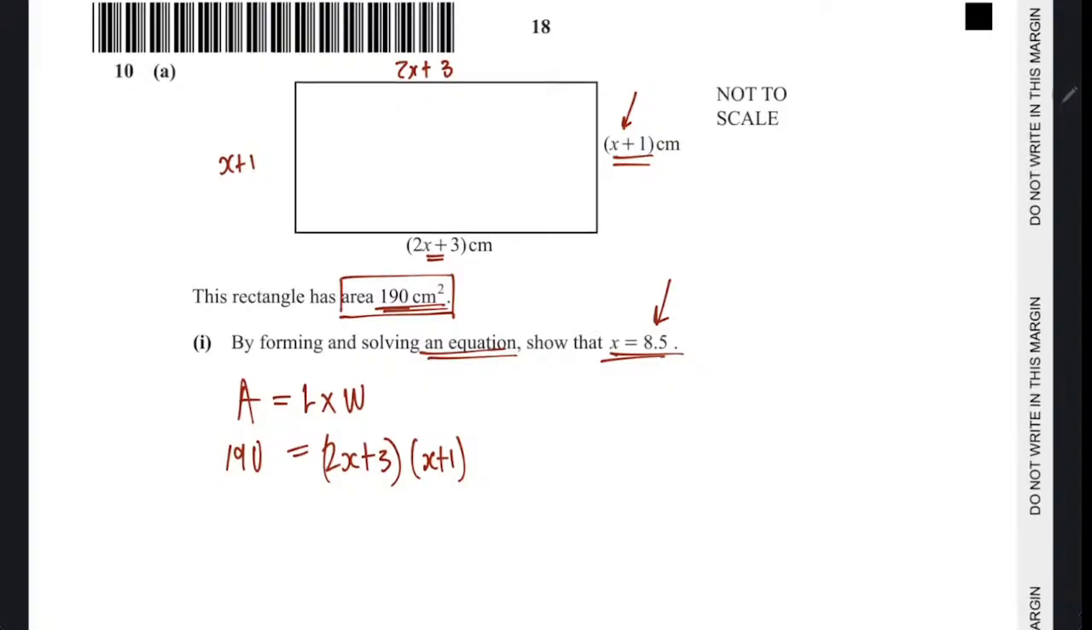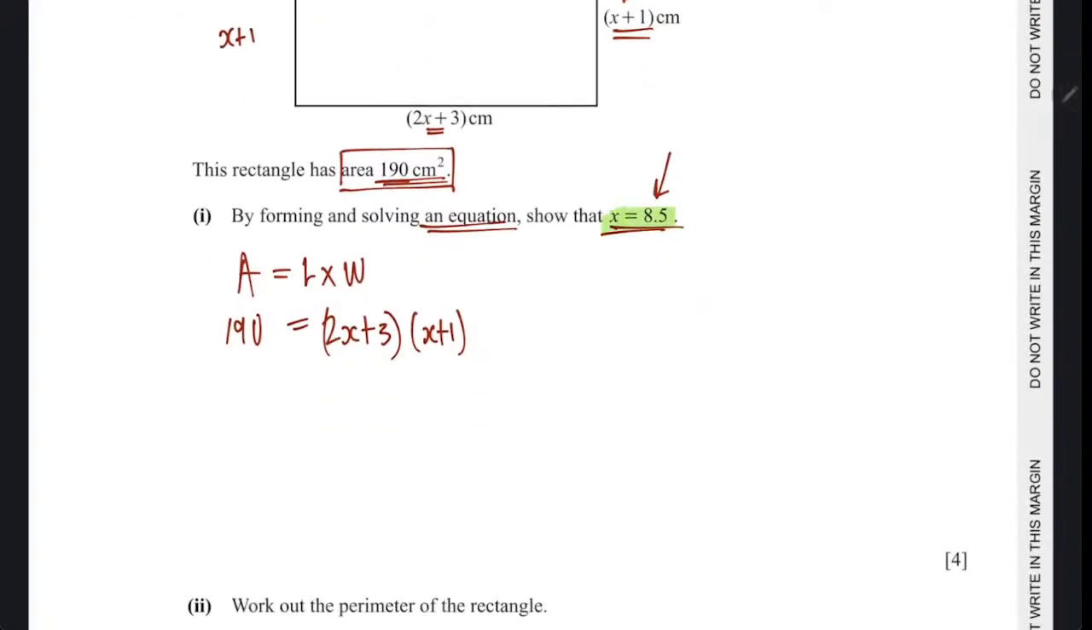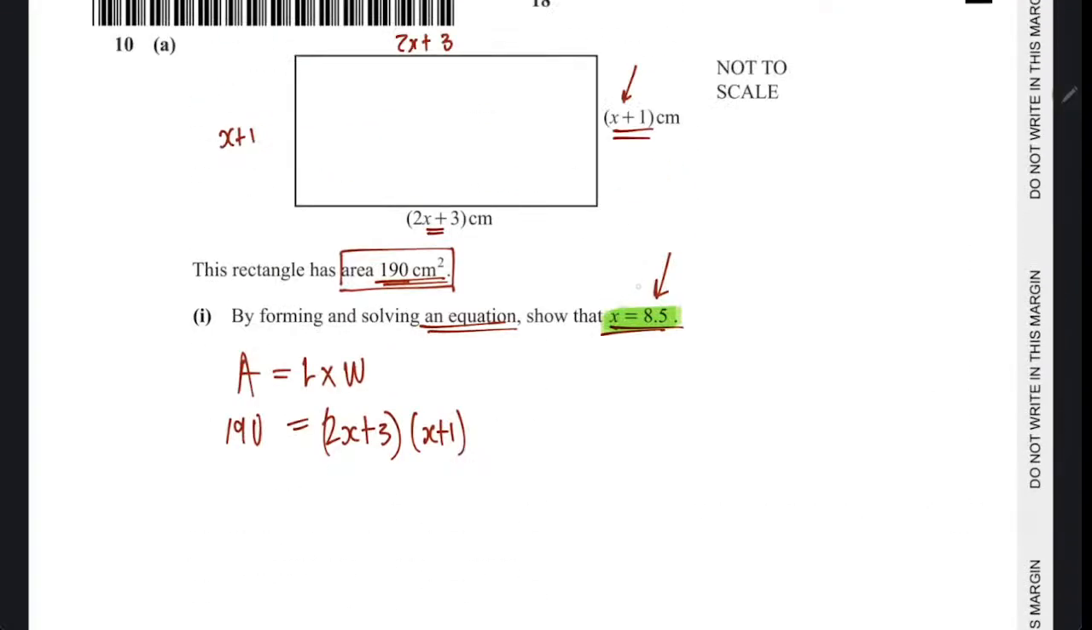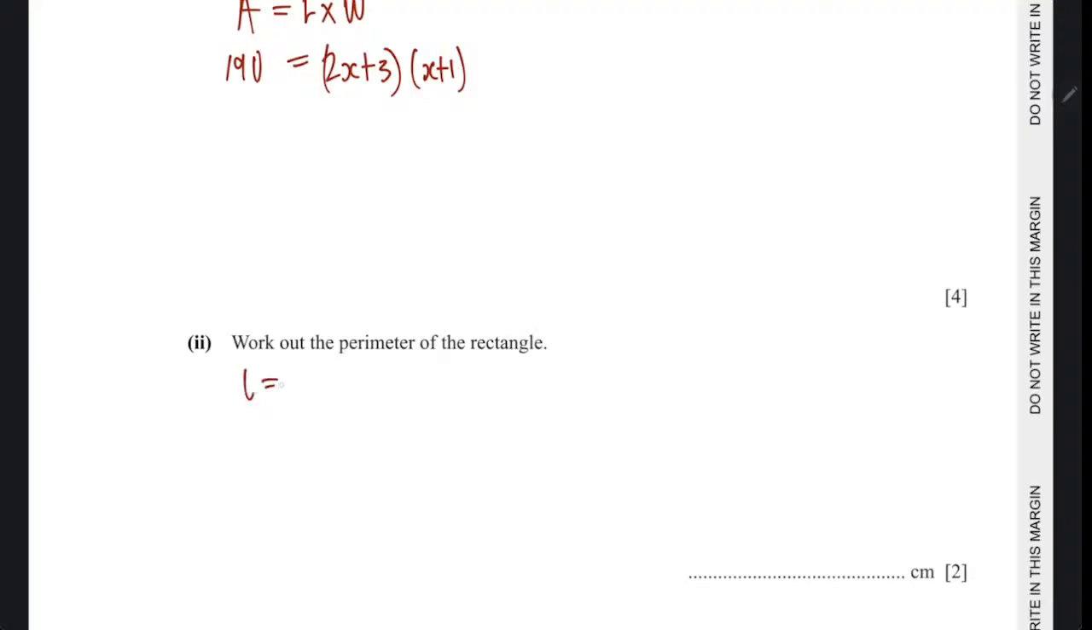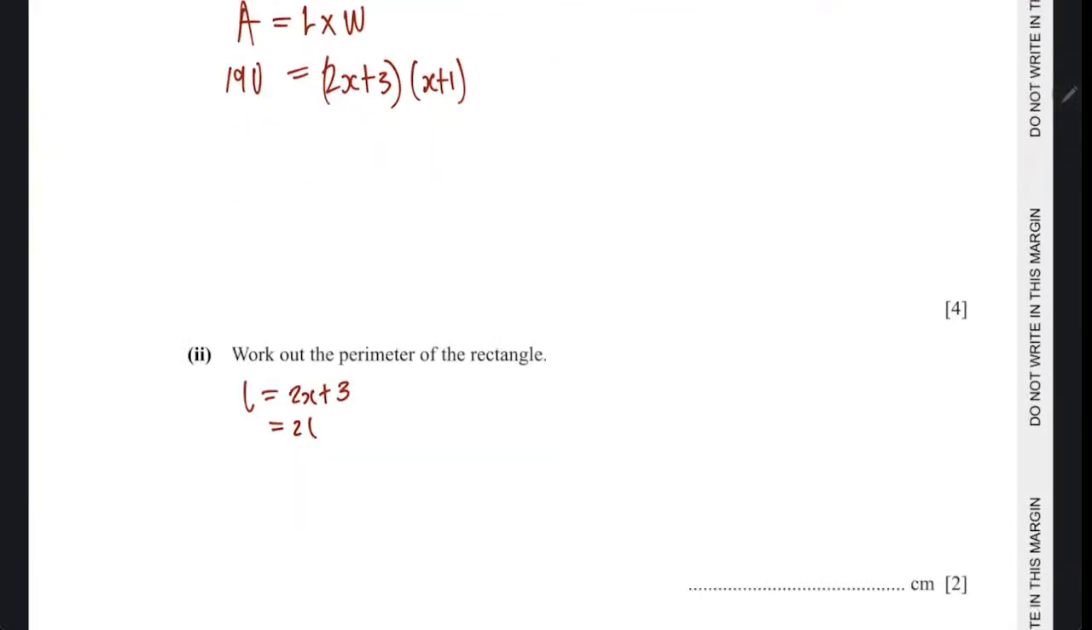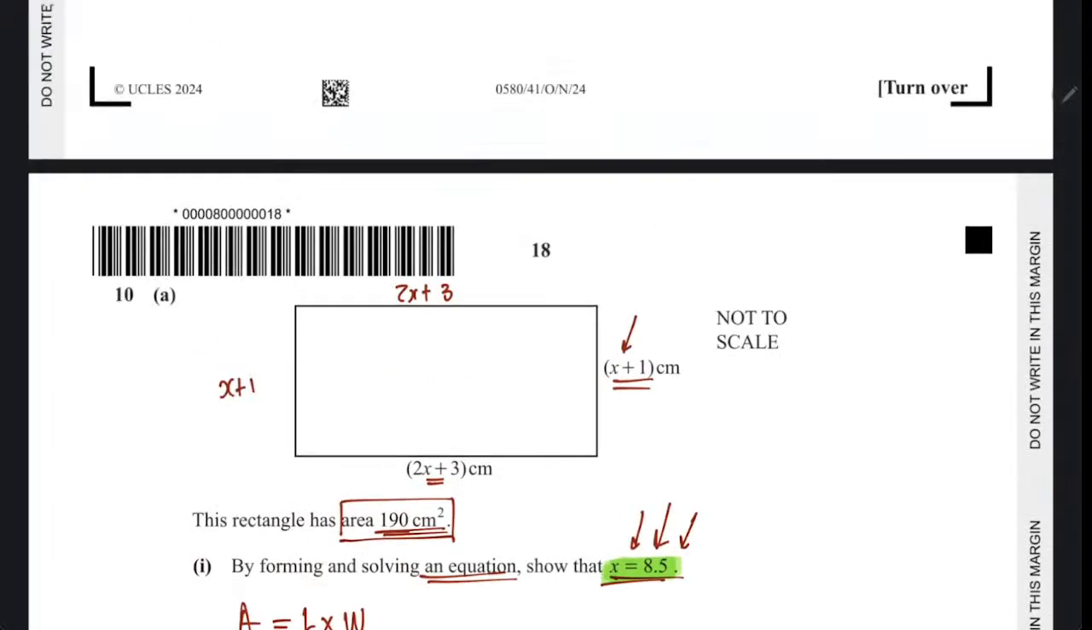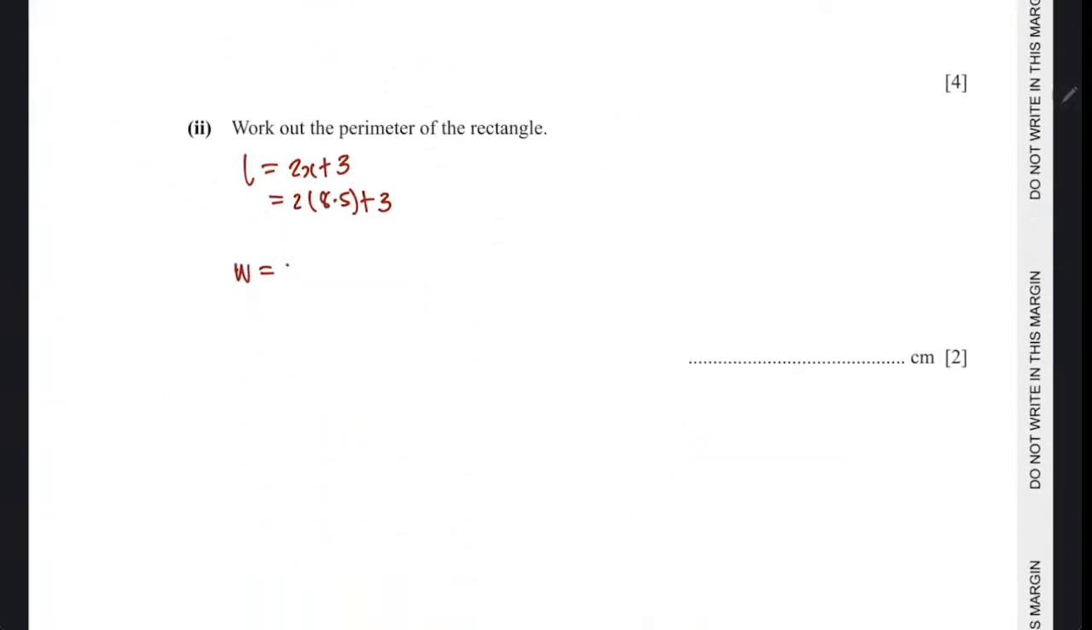Let's just say you did not get 8.5. When you did your own working, you failed to get 8.5. The fact that they said show means in part B you use x equals 8.5. This is the correct answer. If you can't get it, then use it in part B. So you say the length of the rectangle is equal to 2x plus 3, which is 2 by, what is your x? 8.5. So it's 2 by 8.5 plus 3. You find it. Then the width is equal to x plus 1, which is 8.5 plus 1, which is 9.5 centimeters.